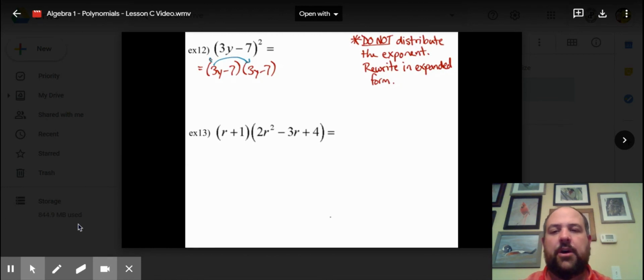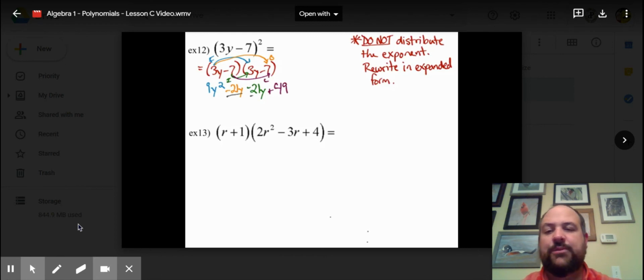All right, so we're going to FOIL. We're going to take 3y times 3y. That will give us 9y squared. We're going to take the outside, 3y times negative 7. That's negative 21y. We're going to take the inside, which is negative 7 times 3y as well, another negative 21y. Our last multiplication will be negative 7 times negative 7, which is positive 49.